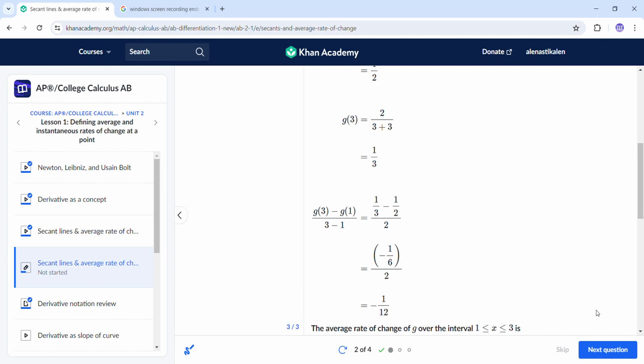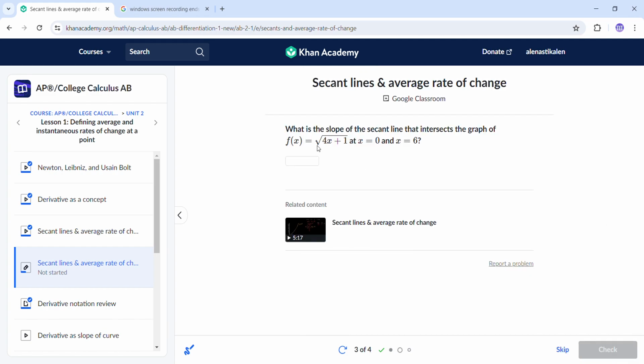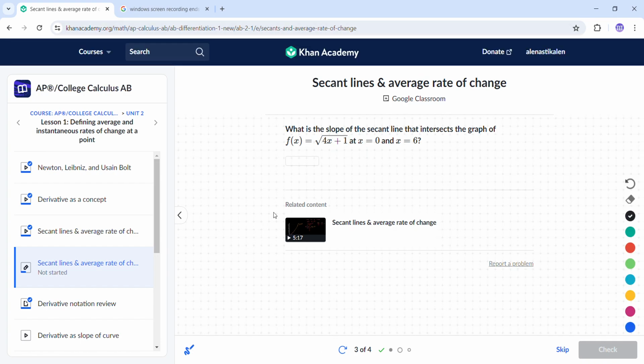Okay, hopefully I'm going to be a little bit more wary of this on the next question. Let's see. 0 and 6. Okay, let's see what we can do here. 0, well, that's just 1. 6, that's just 5. Okay, 6 and 0. 6. 5 minus 1. Well, that's just 2 over 3, right? Yeah, that's just 2 over 3.